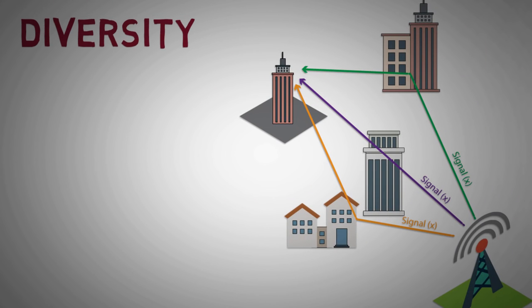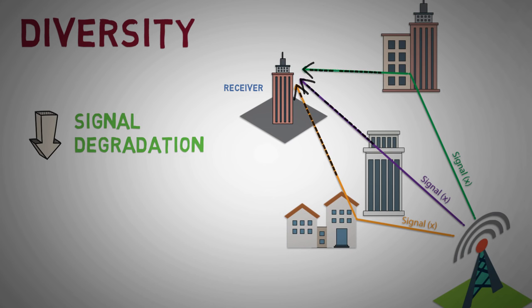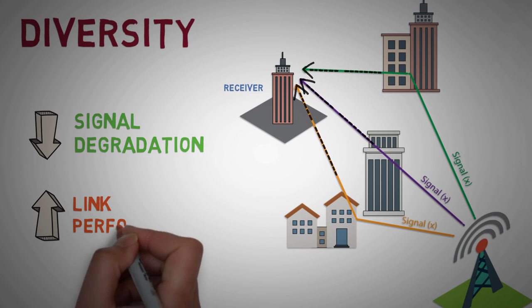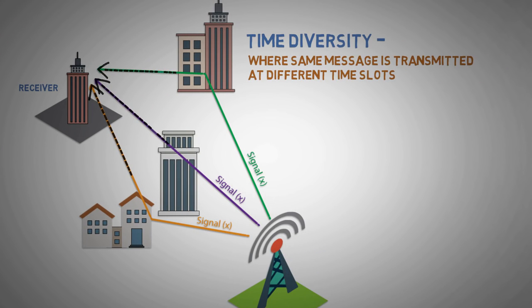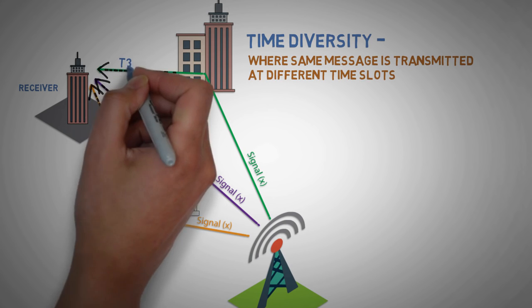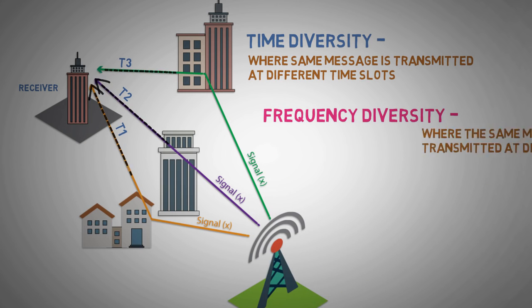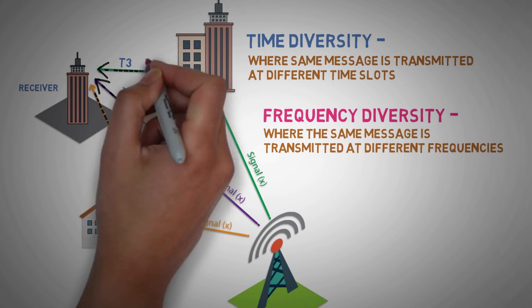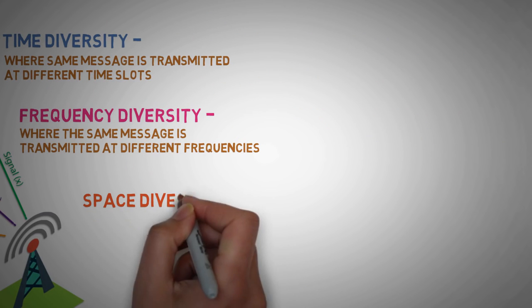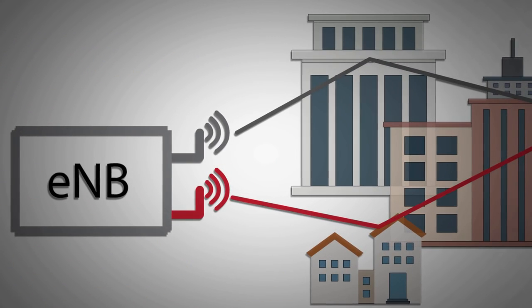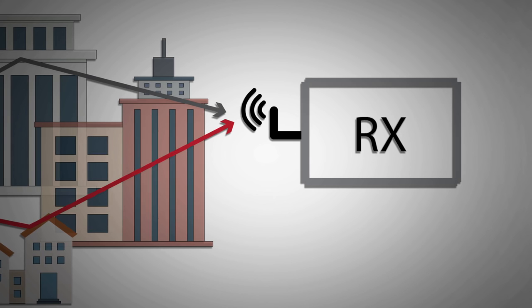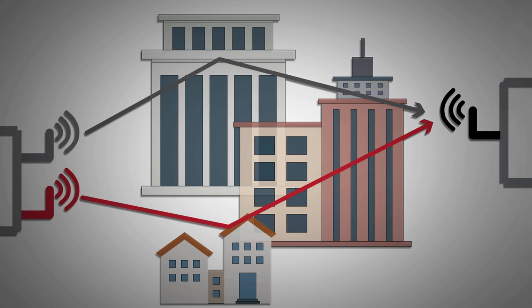The principle of diversity is to provide the receiver with multiple versions of the same signal, which reduces the signal degradation considerably, and effectively improves the link performance. This can be done by time diversity, where the same message is transmitted at different time slots; frequency diversity, where the same message is transmitted at different frequencies; and space diversity, which uses separate antennas, located in different positions, to take advantage of the different radio paths that exist in a typical terrestrial environment.